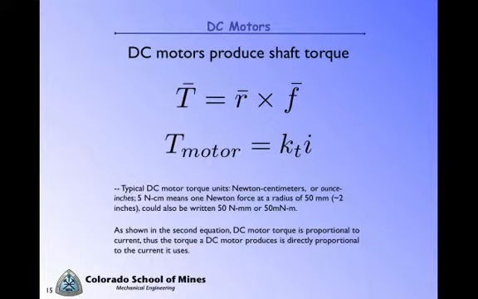And the units, as you probably already know, are things like ounce inches or Newton centimeters, or in some cases millinewton meters. Newton millimeters and millinewton meters are really the same unit. So, as it says, DC motor torque is proportional to current, and so we need to be able to supply that current in order to produce the torque we want.